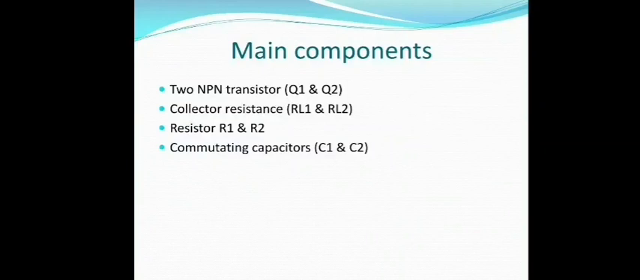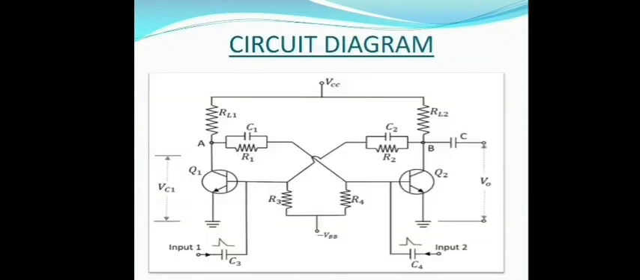The main components of a bistable multivibrator are two NPN transistors Q1 and Q2, collector resistances RL1 and RL2, resistors R1 and R2, commutating capacitors C1 and C2. Figure shows the circuit diagram of bistable multivibrator. It has two load resistances RL1 and RL2, which are collector resistances. These two resistances will keep the collector current in the permissible range, that is, we can control the collector current.